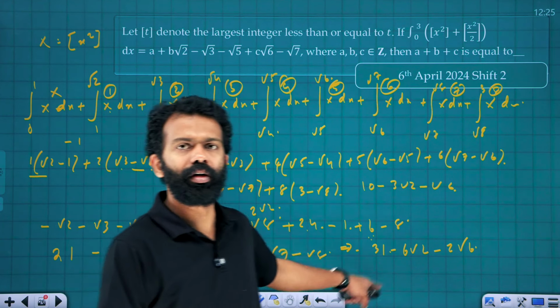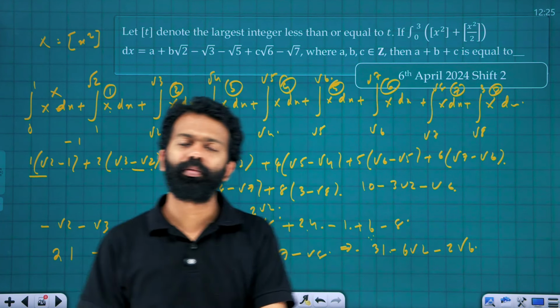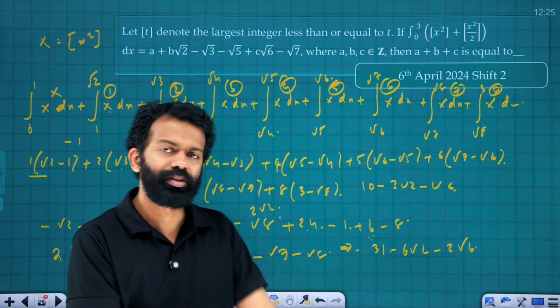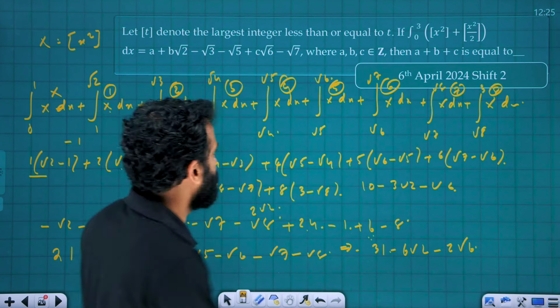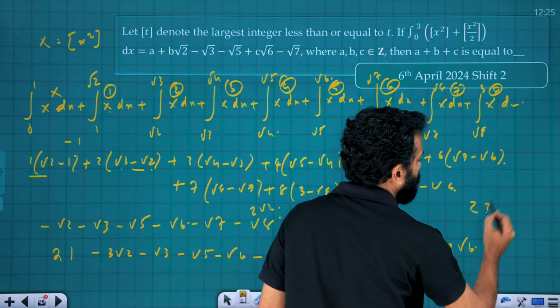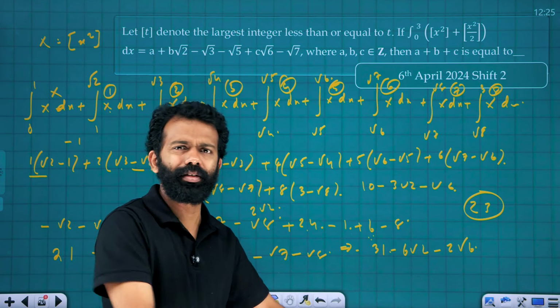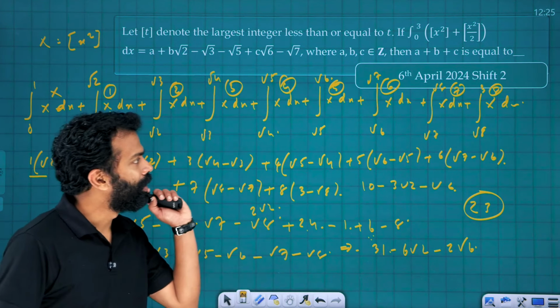Therefore, A is what? 31. B is what? Minus 6. And C is what? Minus 2. That is A plus B plus C will be 31 minus 8, that is 23. Okay, therefore, the final answer is 23. Okay. It's very tedious to formulate this one. Okay, easy but lengthy one. Okay, next one.